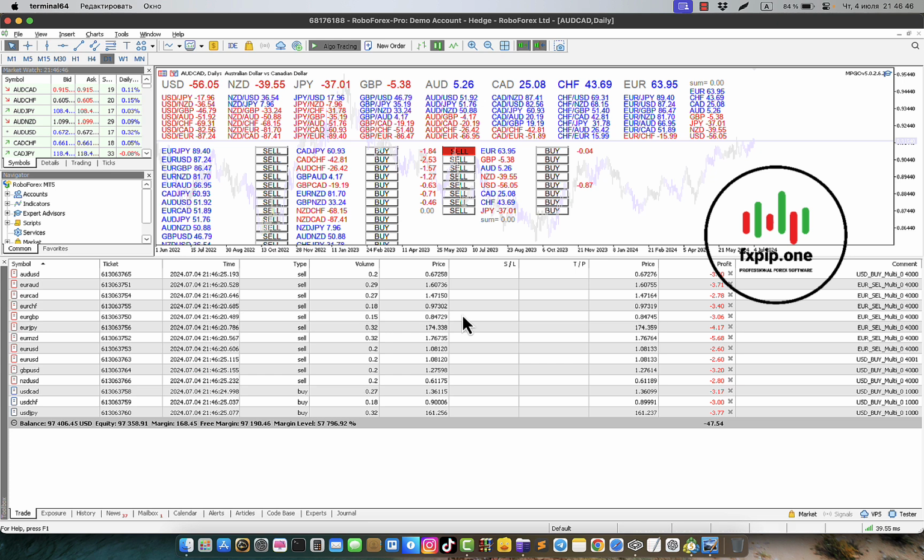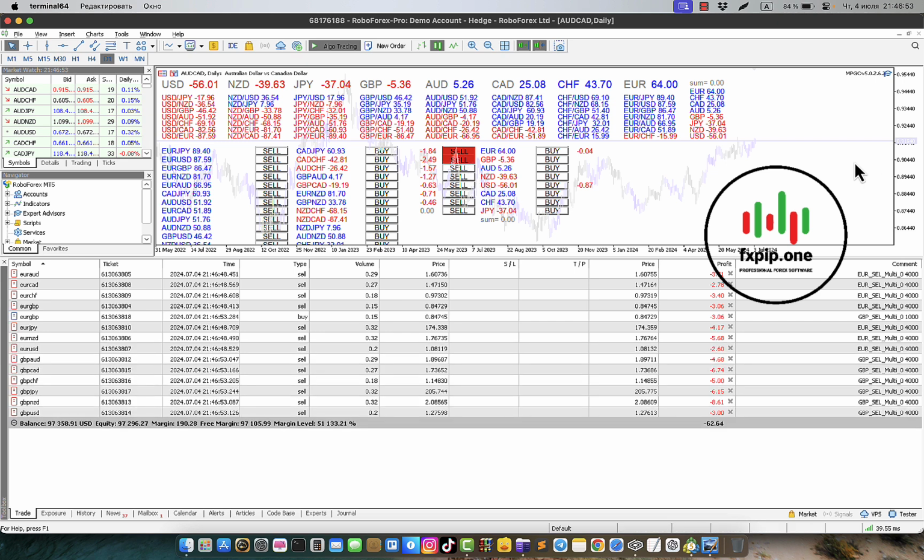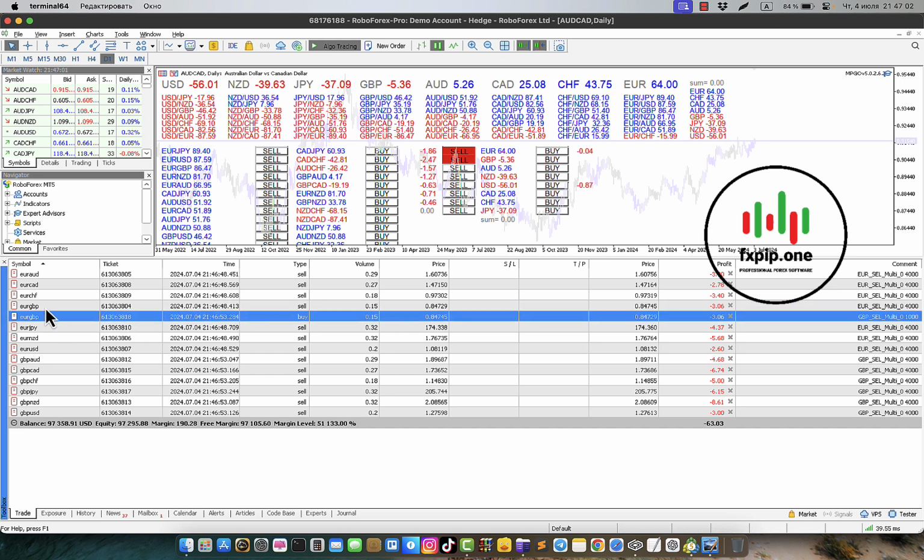For example, if I open, see this, I understand how it works. Euro open multi-sell. If I press also GBP in sell, GBP open multi-sell, we will receive Euro GBP. Yes, Euro GBP will be sell and buy. That's the problem of this strategy. Only one problem. So we cannot trade two currencies at the same time.